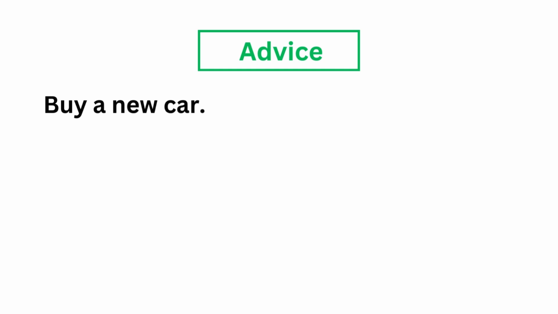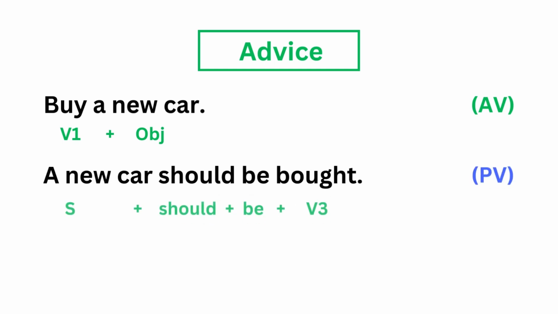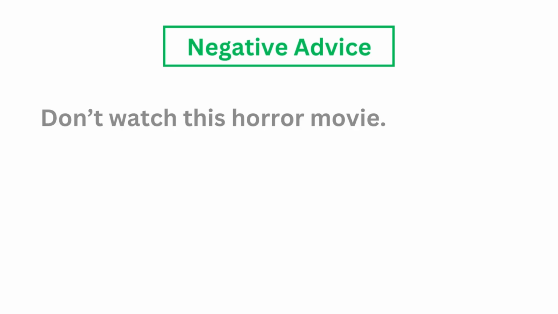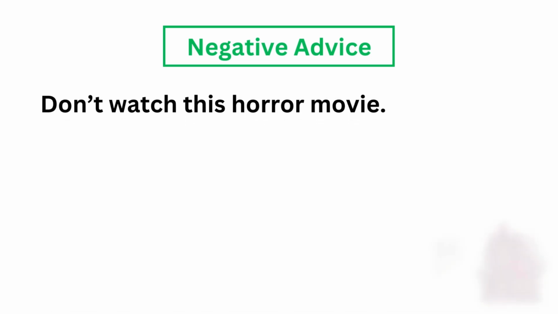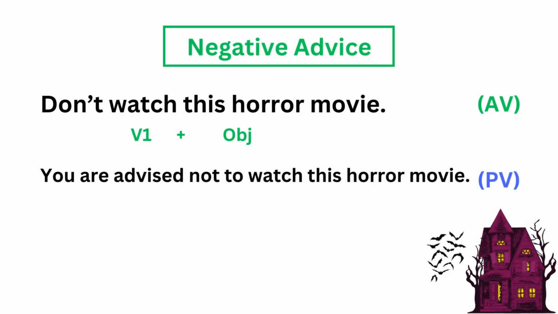Now let's change an example of imperative advice into passive. Buy a new car. This example can be changed into passive in two ways. A new car should be bought. Or, you are advised to buy a new car. For negative advice, follow this structure. Don't watch this horror movie. You are advised not to watch this horror movie.